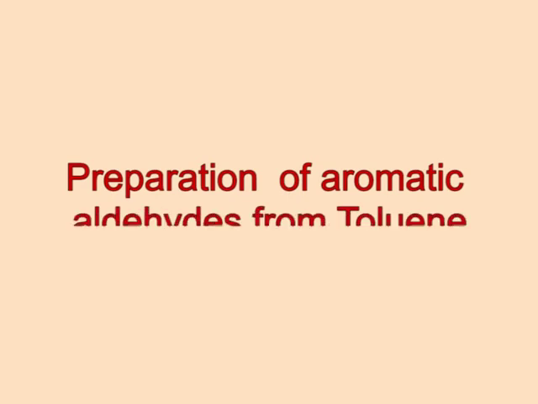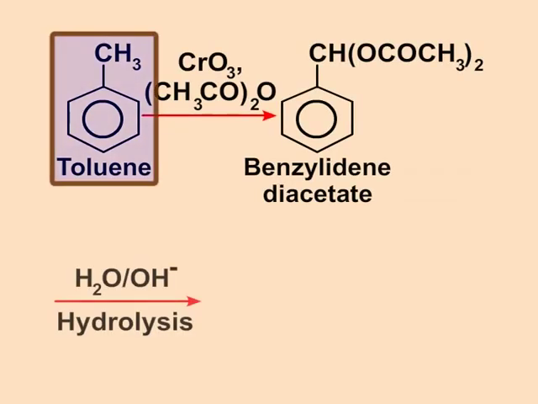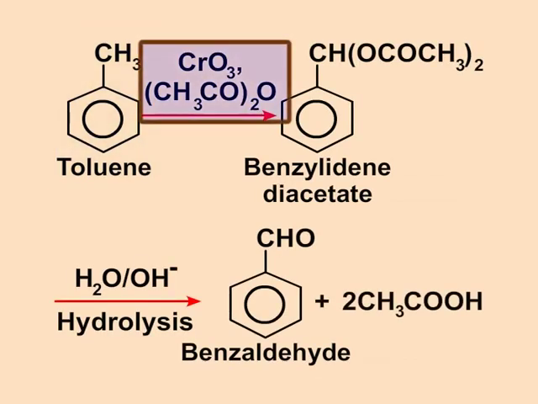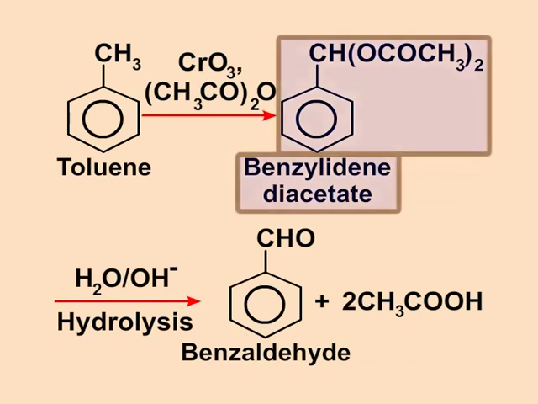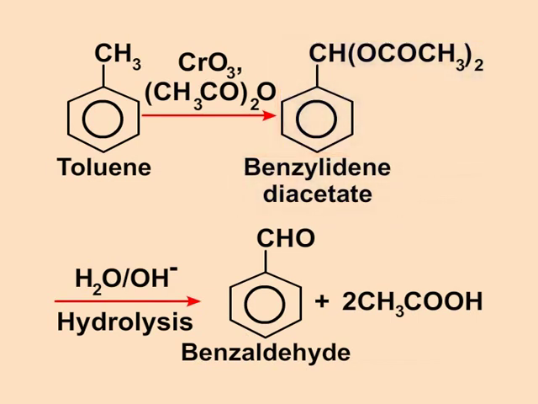Next, we will discuss preparation of aromatic aldehydes from toluene. Toluene on oxidation with chromium trioxide dissolved in acetic anhydride forms benzylidene diacetate, which is isolated and is hydrolyzed with alkali to yield benzaldehyde along with acetic acid.